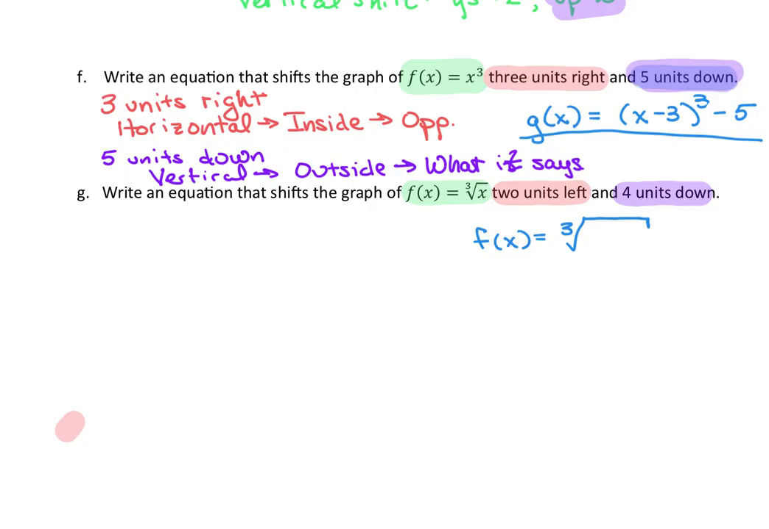Okay, so now let's talk about our transformations. We have 2 units left. This is horizontal. This needs to be inside. And we do the opposite. And so when we talk about moving 2 units left, we're talking about subtracting all of our x's by 2. But we want to do the opposite. And so inside our function, we are going to have x plus 2.